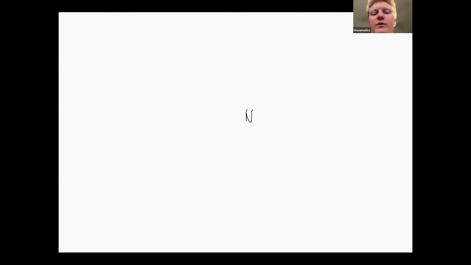So we initially started with the natural numbers, which was roughly 1, 2, 3, 4, 5, all the counting numbers. And then we introduced 0, which then gave us the whole numbers.